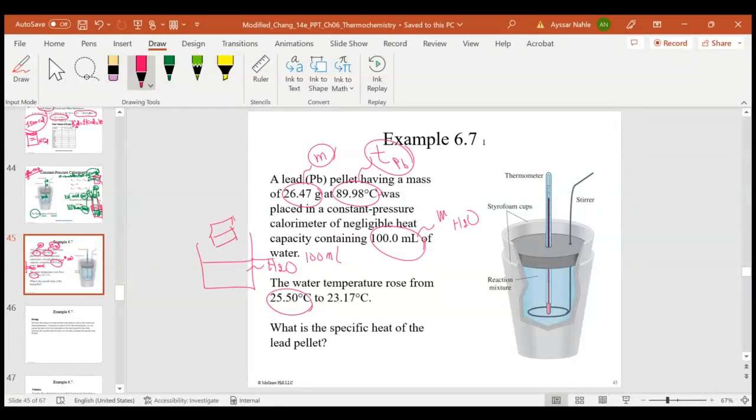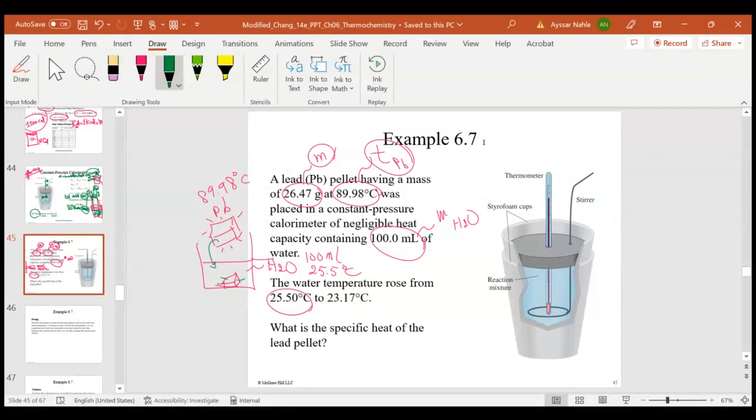Now I take the piece of lead, that's the Pb, which is quite hot in there. The temperature is high. Now I'm going to put it inside. The moment I put it inside, what will happen in here? Okay, the temperature of the water was 25.5 degrees Celsius. All right, so what will happen? The temperature of the lead was 89.98 degrees Celsius. Whenever I put the piece of lead inside the water, what will happen?